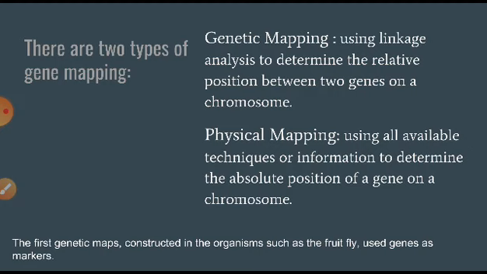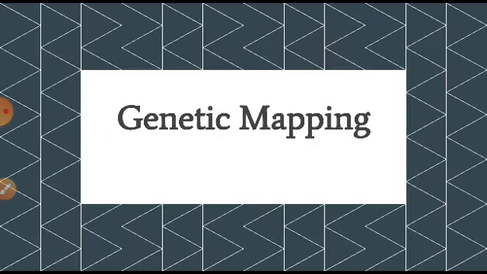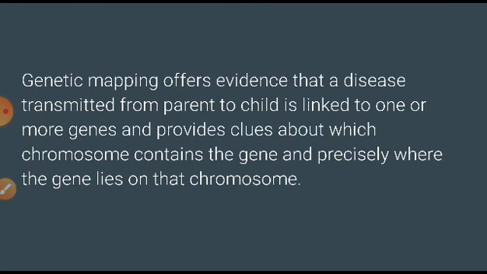The first genetic map constructed in an organism such as the fruit fly used genes as markers. Now we'll see genetic mapping. Genetic mapping offers evidence that a disease transmitted from parent to child is linked to one or more genes, and provides clues about which chromosome contains the gene and precisely where the gene lies on that chromosome.